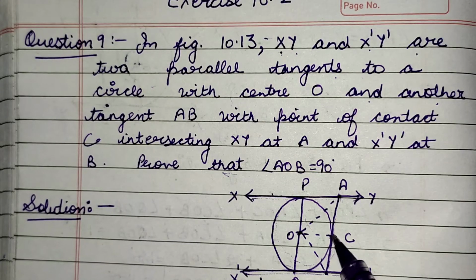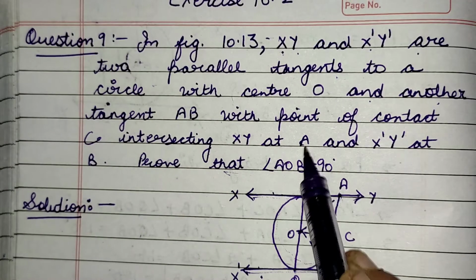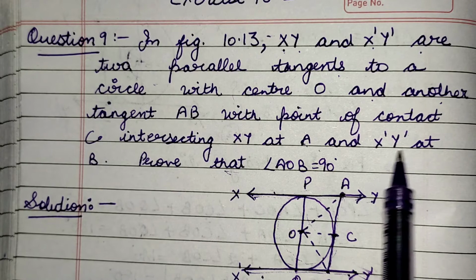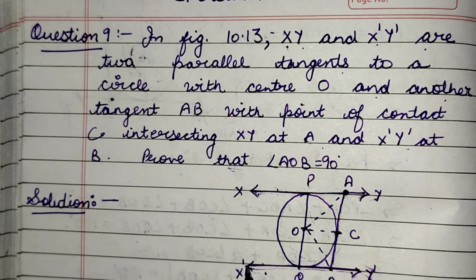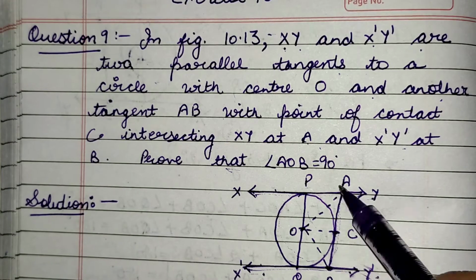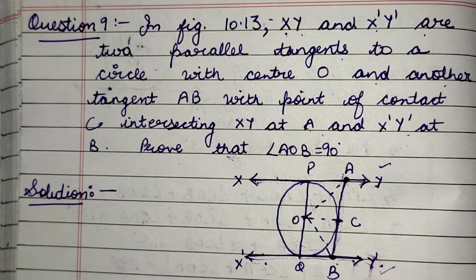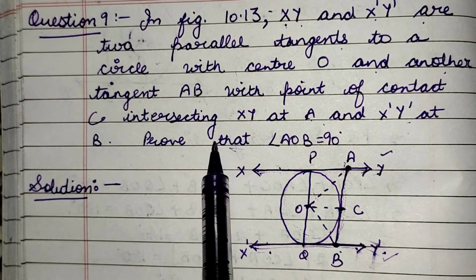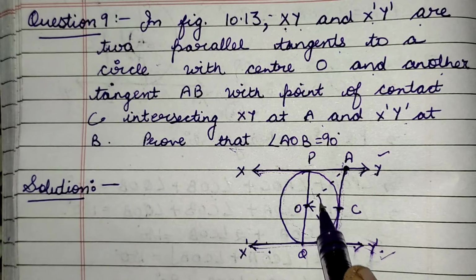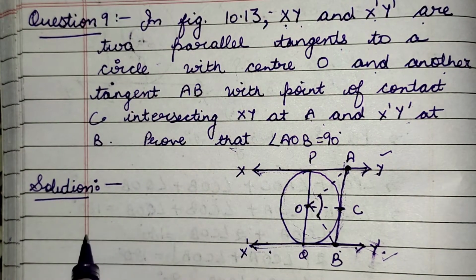The point of contact which it is making with the circle is C, intersecting XY at A and X'Y' at B. This tangent is intersecting these two tangents at point A and at point B. So you have to prove that this complete angle AOB is equal to 90 degrees.